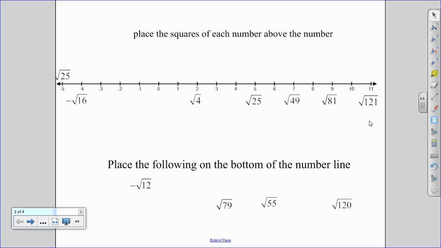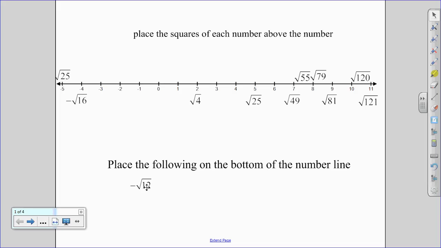Now the ones I have left down here are not actually perfect squares, but they're kind of close. Like the square root of 120. Well, that's pretty close to 121, so I'm going to guess that it's about right there. Pretty close to 11, but not quite. The square root of 79 is kind of close to the square root of 64, but it's bigger, though not quite as big as 81. So I know it's going to go in there somewhere, probably closer to that 81. Square root of 55, it's bigger than 49, but it's not as close to 81 as 79. So I'm going to guess about right there.